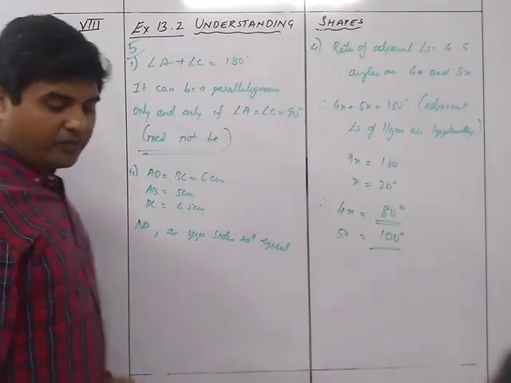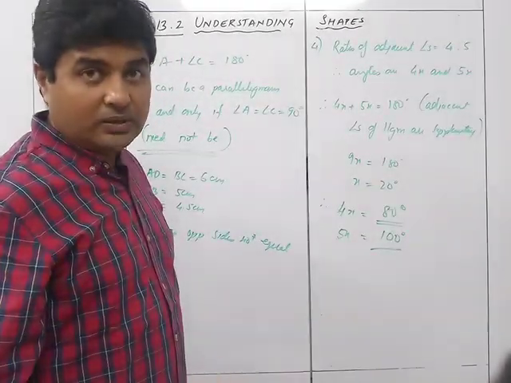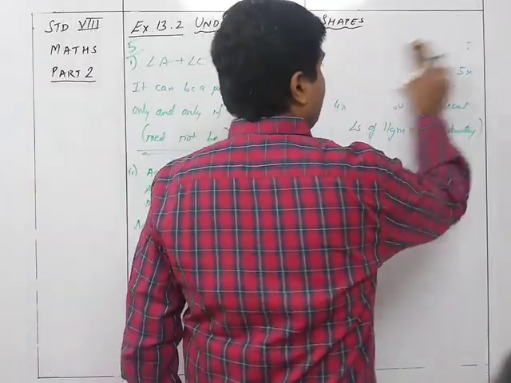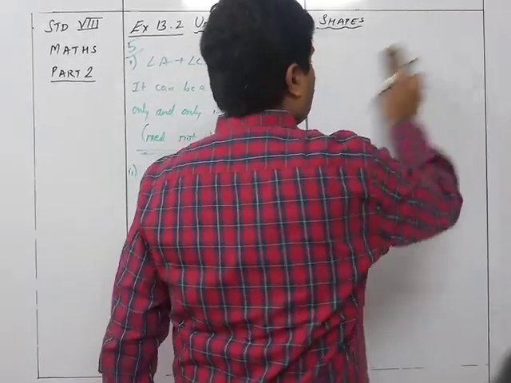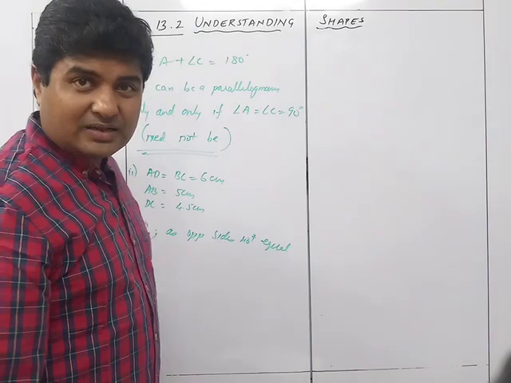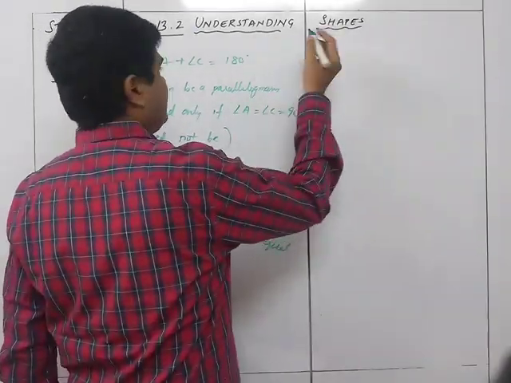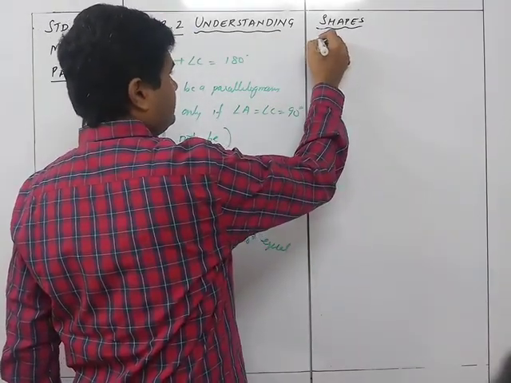Because of the pairs of opposite sides, only one pair was equal, the other one was not. So that's why we cannot have it as a parallelogram. Because in a parallelogram, both the opposite angles and both the opposite sides are equal and parallel.